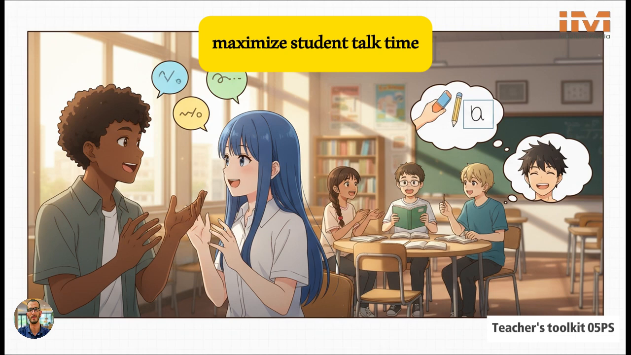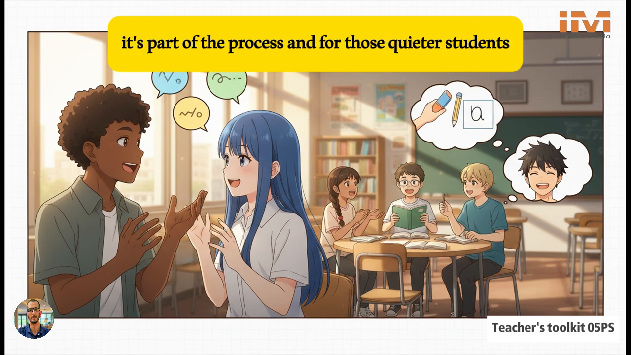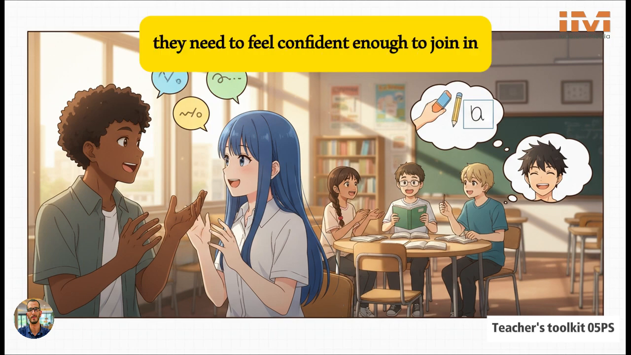Now for speaking, the golden rule is simple. Maximize student talk time. That means lots of pair and group work. Your number 1 job here is to create a safe space where making mistakes is just normal. It's part of the process. And for those quieter students, having a gentle participation plan can be just the nudge they need to feel confident enough to join in.